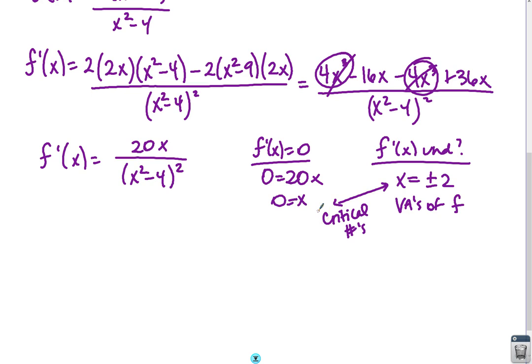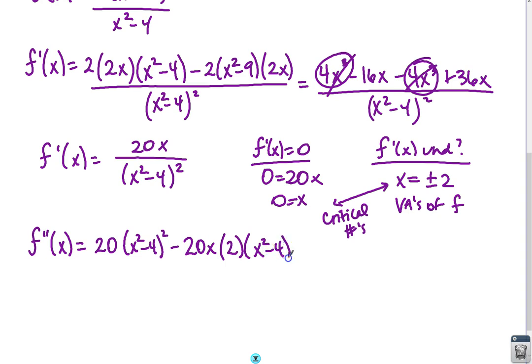Okay, let's go on to my second derivative. Again, we need to use the quotient rule. Shouldn't be too bad. Derivative at the top is just 20, and then x squared minus 4 squared. But we are going to have to use chain rule. Daggone it. 20x times 2 times x squared minus 4, times 2x, all over x squared minus 4 quantity to the fourth.